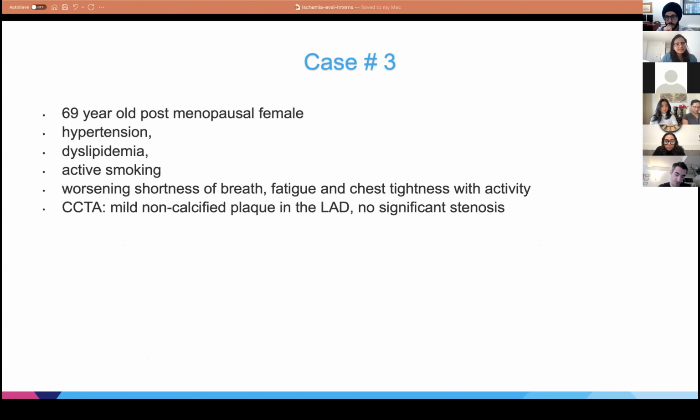And then this third case is a case of, again, a middle-aged female with multiple risk factors who keeps on coming back over and over to the clinic with chest tightness, shortness of breath, fatigue. You've already done a coronary CTA in this patient, which showed just mild non-calcified plaque. And you already started the patient on aspirin and statin, but she keeps coming back with her symptoms.